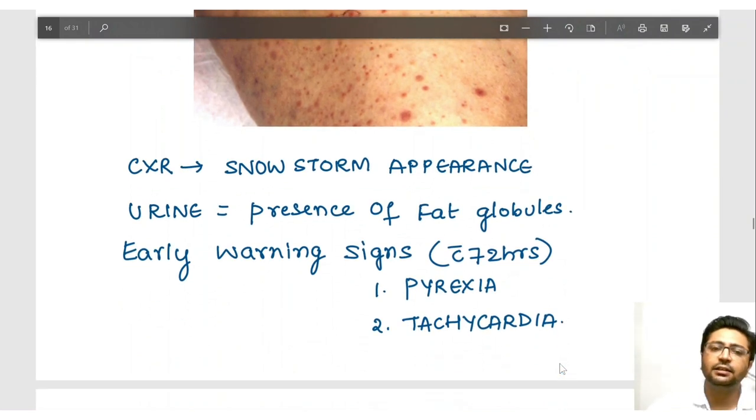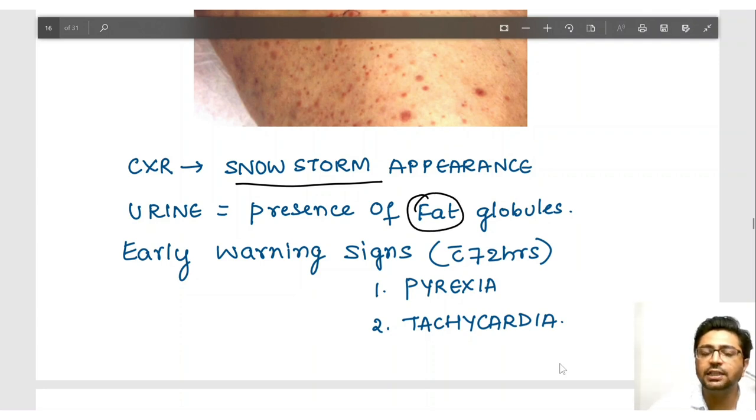So on x-ray there is no storm appearance. In urine, you can see fat globules. And what are the early warning signs of fat embolism? There would be pyrexia and tachycardia.